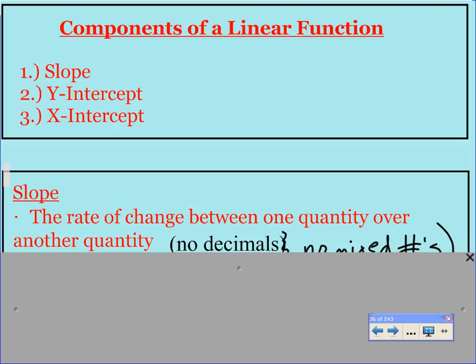Okay? I need you to write down that slope. The definition of slope is the rate of change between one quantity over another quantity. So slope is the rate of change between one quantity over another quantity. I also want you to put in parentheses, no decimals, no mixed numbers.